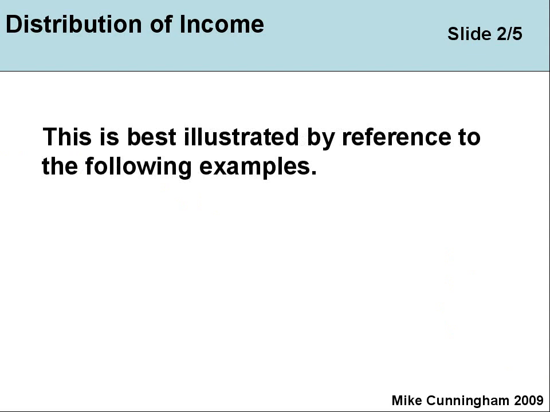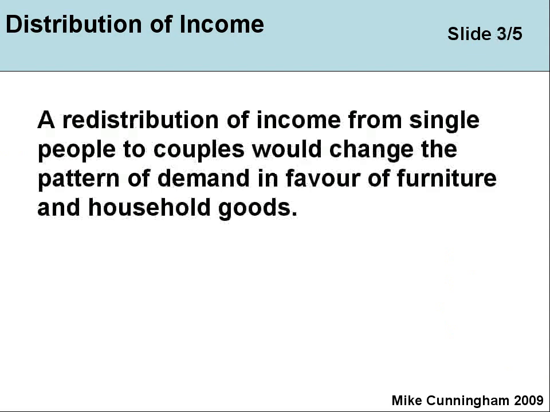So we'll start by saying, let's look at a couple of examples, and we'll start with, let's say, a distribution of income from single people to couples. This would change the pattern of demand in favour of household items, for example furniture and household goods. So if the distribution of income was to shift away from single people to couples, then the pattern of demand in the marketplace will also change, which means the pattern of goods we'd observe in the marketplace would change. That's one example.